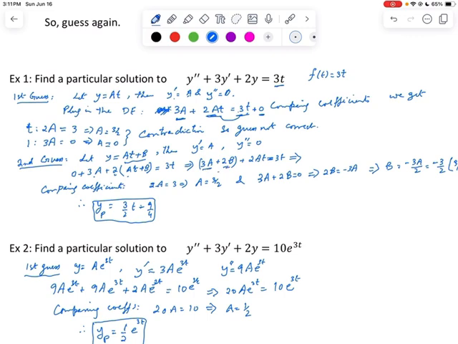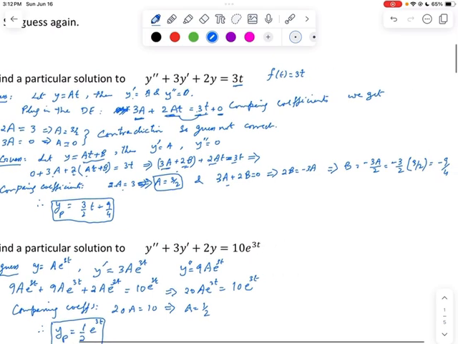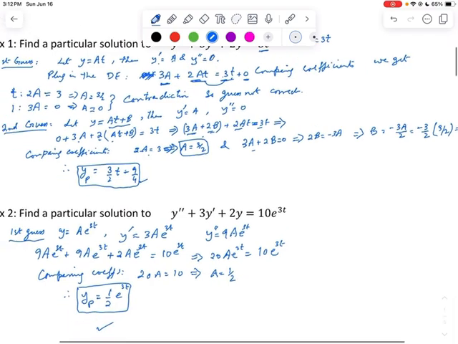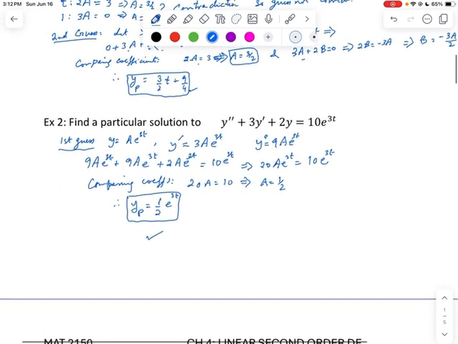Now we compare coefficients again. 3a plus 2b will be equal to 0, and 2a will be equal to 3. From the equation 2a equal to 3, I can immediately find a, which is 3 over 2. Then I plug into the other equation and get b, which comes out to be negative 9 over 4. So our particular solution is 3 over 2 t minus 9 over 4. This is how we find the particular solution.